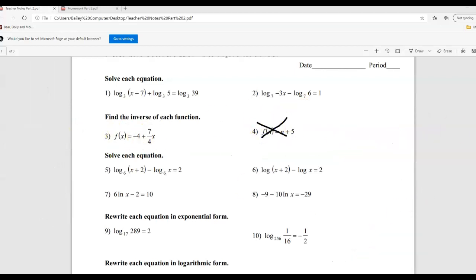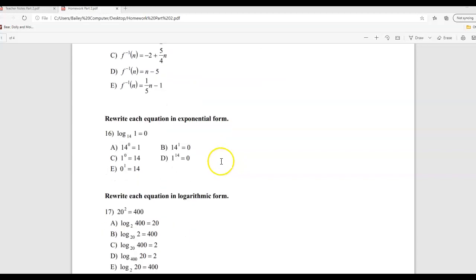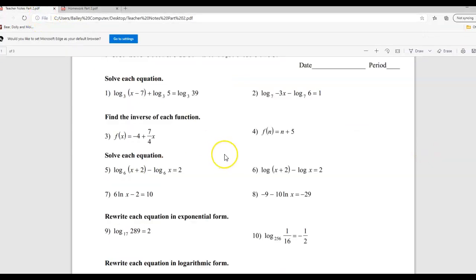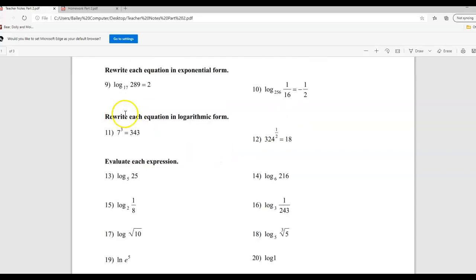I'm not going to do number 4. Your next question is rewriting equations in exponential form or logarithmic form. So I'm going to go back to my notes here and I'll do one like that. Here it is. So numbers 9 through 12 will answer that. So this is for numbers 16 and 17. I think those match.